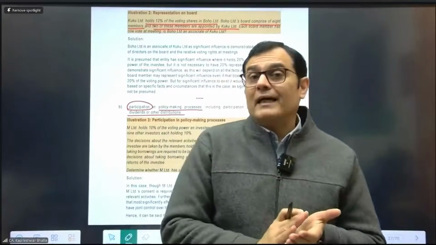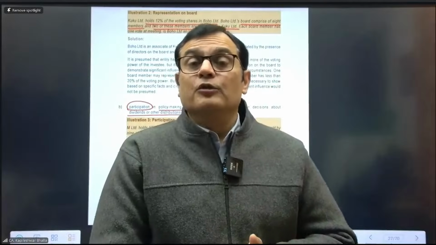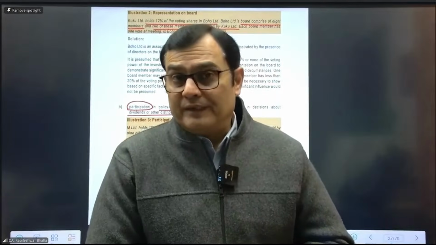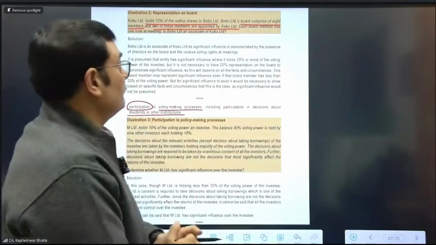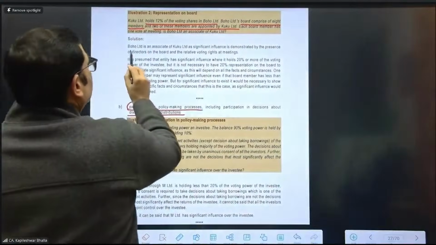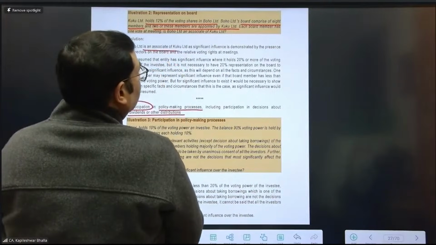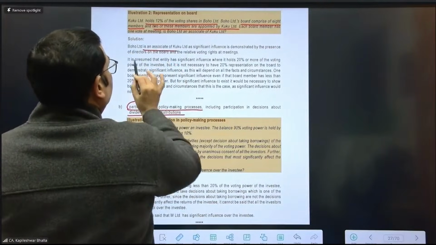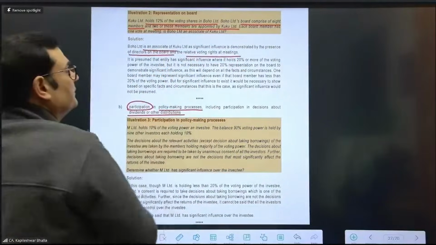We cannot simply look at the 12% stake. We need to look at the combination that you've got representation on the board of directors along with the fact that you've got a 12%. So there is a possibility that you may get a significant influence. It says Boho is an associate of Cuckoo as significant influence is demonstrated by the presence of directors on the board and the relative voting rights at the meeting.